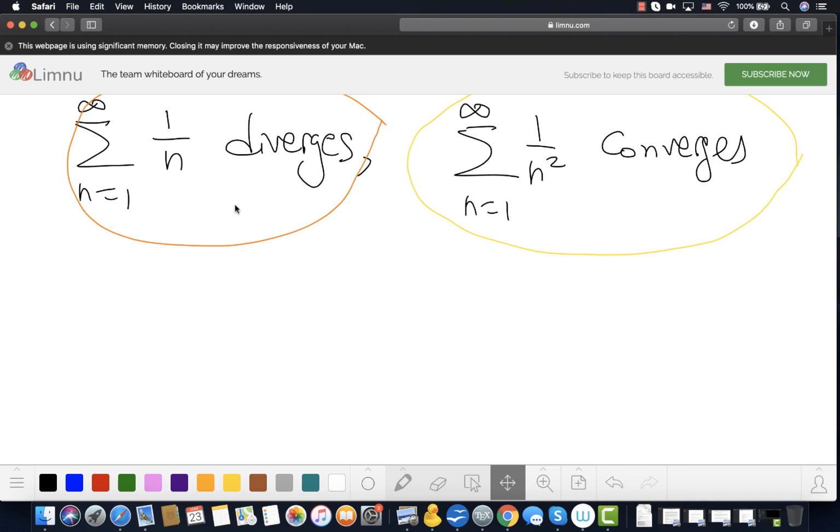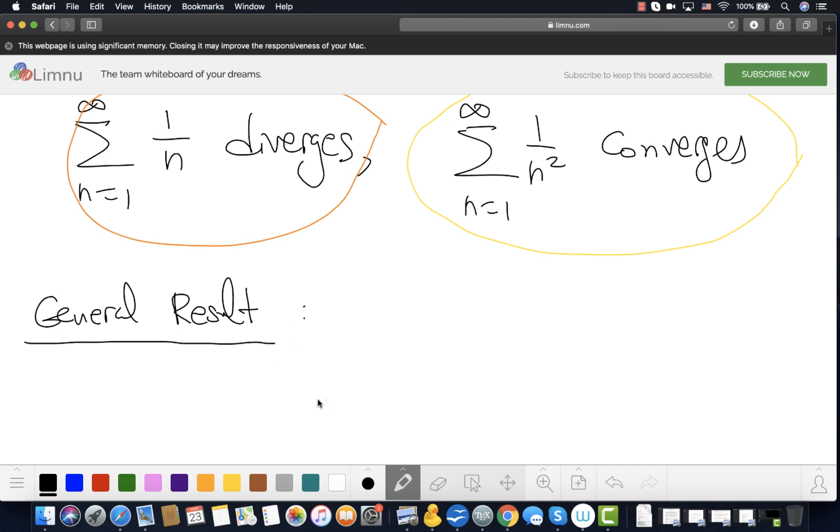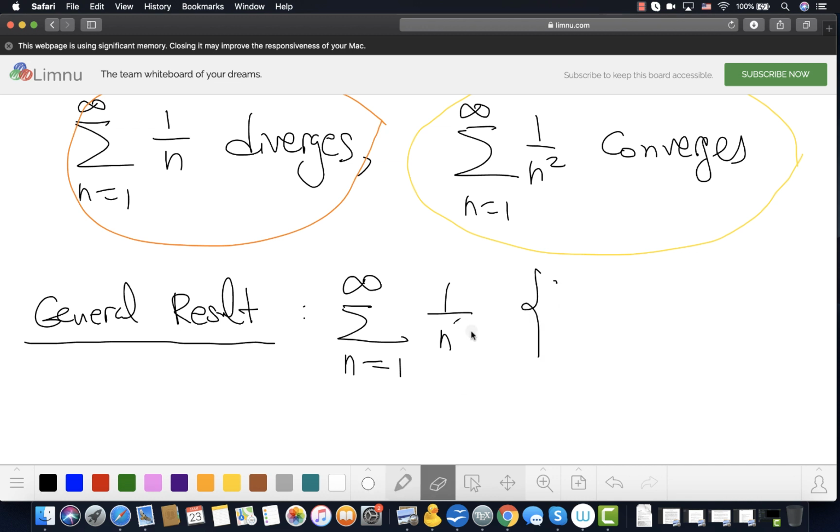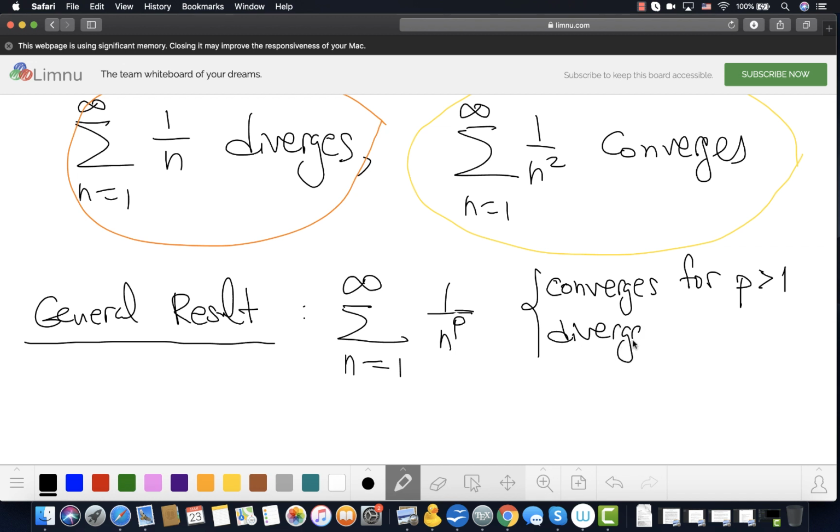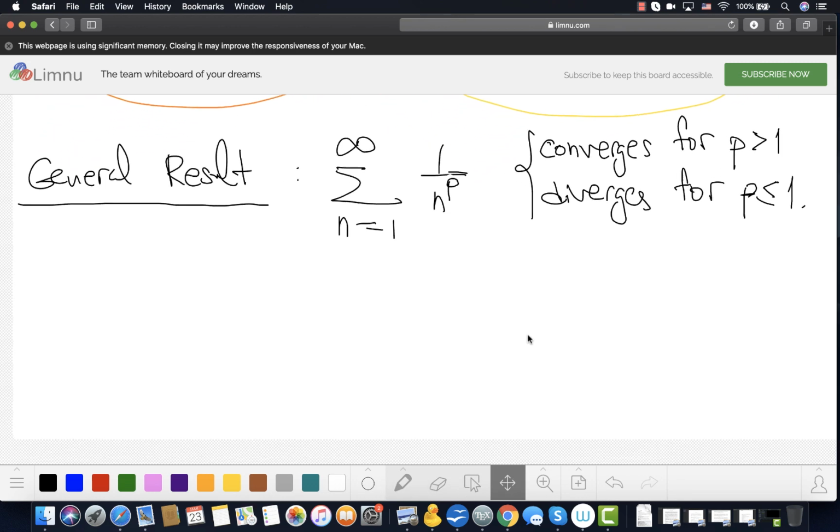Okay, so it's natural to ask what happens if this power is not 1 or 2, but some other number. Here's a general result that it's good to be familiar with: the sum, n goes from 1 to infinity, of 1 over n to the p, for p any real number, converges for p bigger than 1, and diverges for p at most 1.